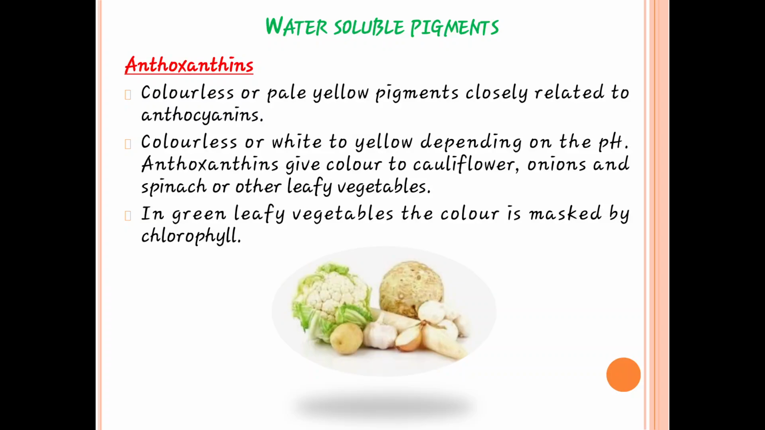Anthoxanthin gives color to cauliflower, onion, spinach and other leafy vegetables. In green leafy vegetables, the color is masked by the chlorophyll. So when we cook some green leafy vegetables, the pigment is leached out in the water because of its water soluble nature, so that color is masked by the green color.